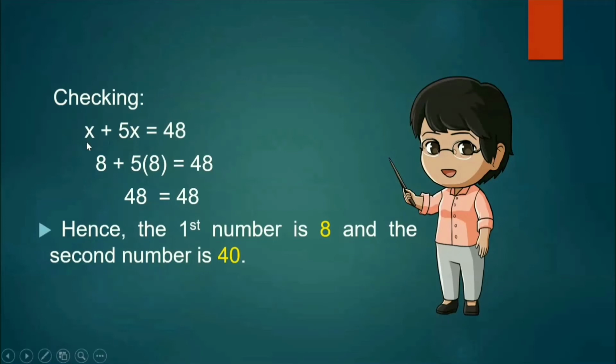Checking, we have x plus 5x is equal to 48. This is the original equation. And then substitute the value of x. X equals 8. So we have 8 plus 5 times 8 is equal to 48. 48 equals 48. Hence, the first number is 8 and the second number is 40.